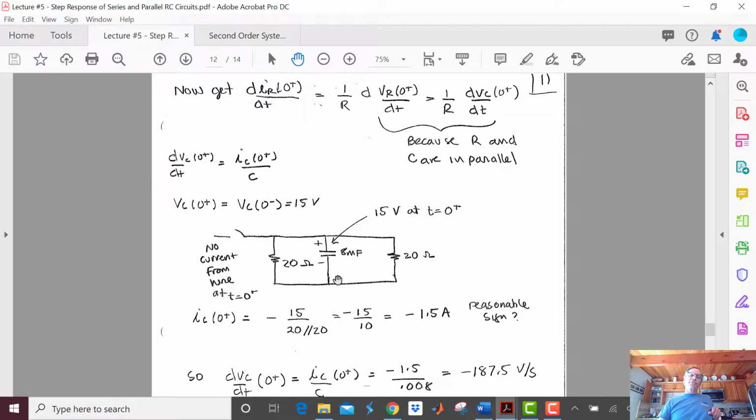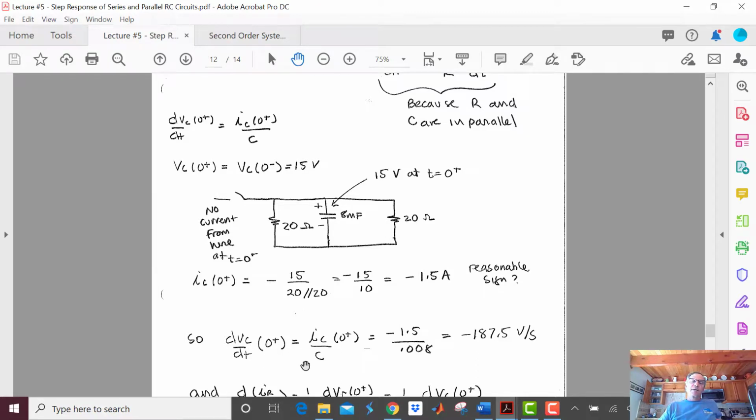Reasonable sign? Let's be intuitive. We know we have 15 volts across the capacitor. Think of it like a current fountain, and the current is coming out like that and going into both of those resistors. So it's obviously going from bottom to top, but positive is defined as top to bottom from the passive sign convention. So I like this negative sign. I could also visualize this by just saying, let's put the other 20 over here, and now I'll combine them, and I just have the capacitor and 10 ohms. And 15 divided by 10 is going to be 1.5. So I could do it that way. Just another way of looking at it.